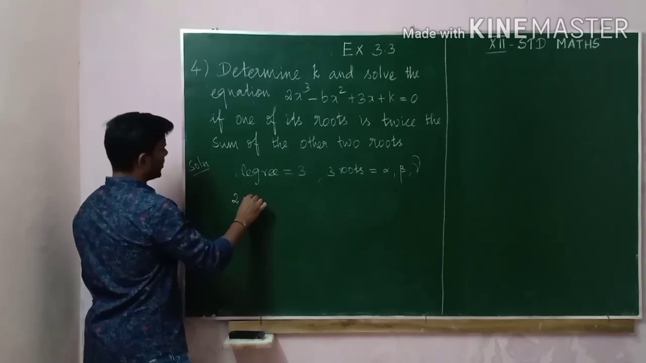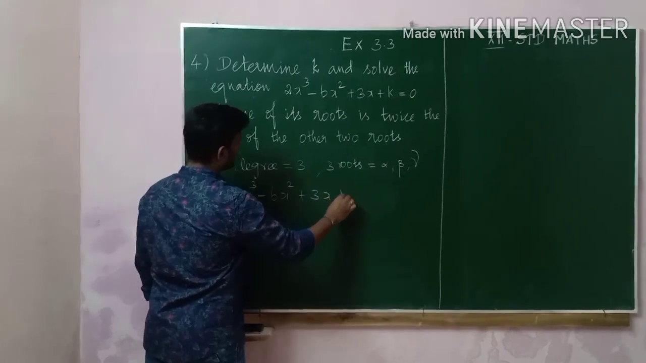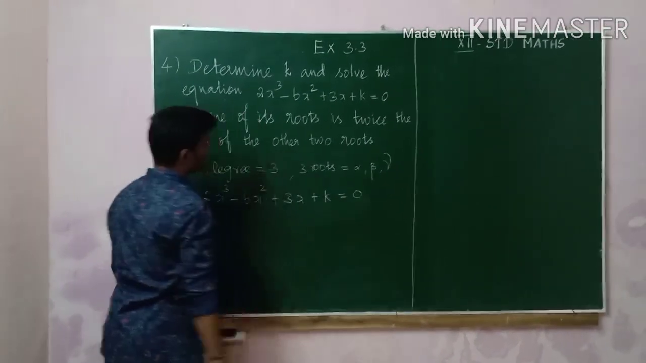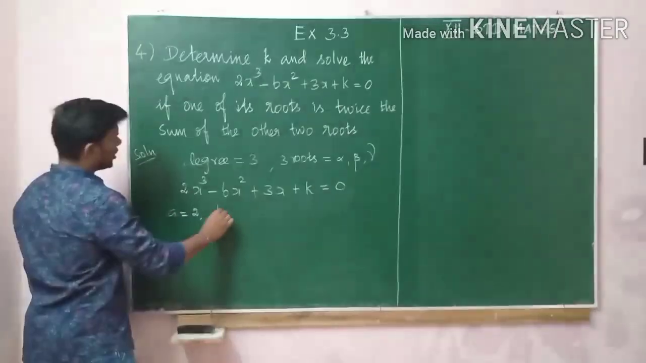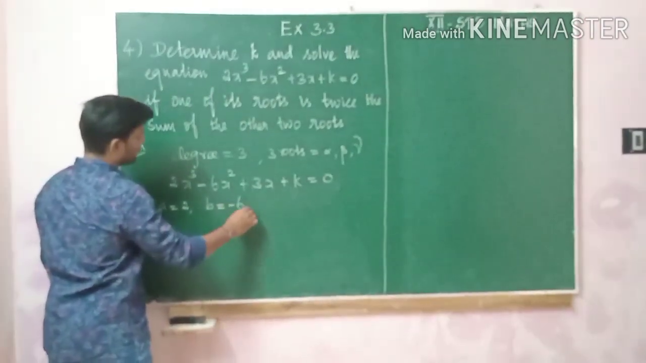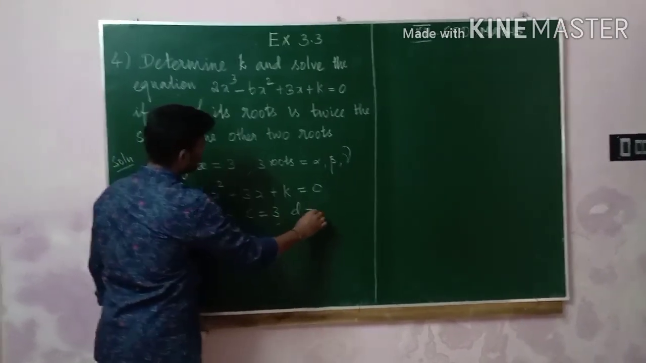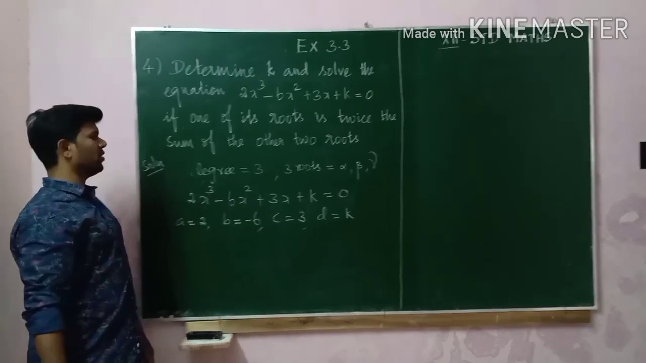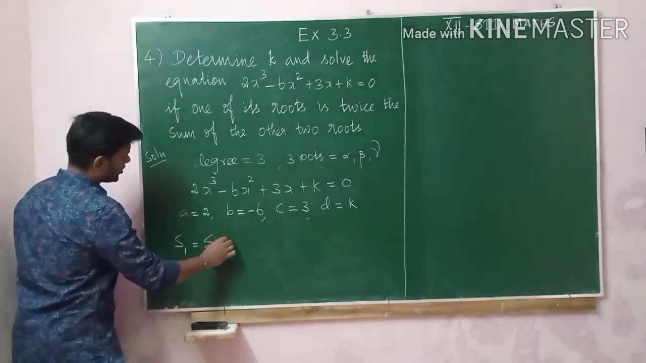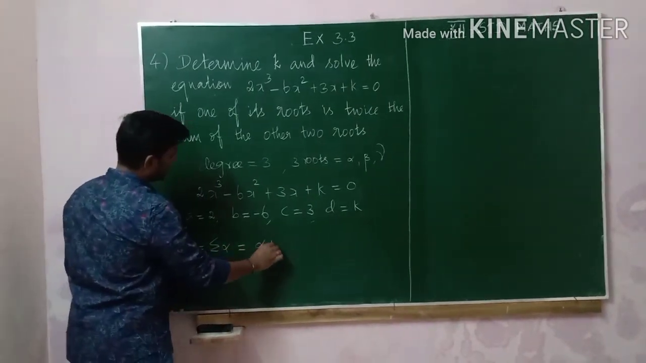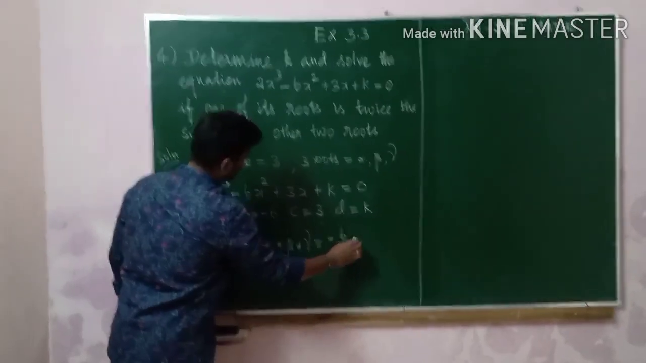First we will write the cubic equation: 2x cube minus 6x square plus 3x plus k equal to 0. The coefficient of x cube is a, so a is equal to 2. The coefficient of x square is b, so b is equal to minus 6. The coefficient of x is c, so c is equal to 3. And the constant term is d, so d is equal to k. So what is S1? Summation alpha, alpha plus beta plus gamma, is equal to minus b by a.